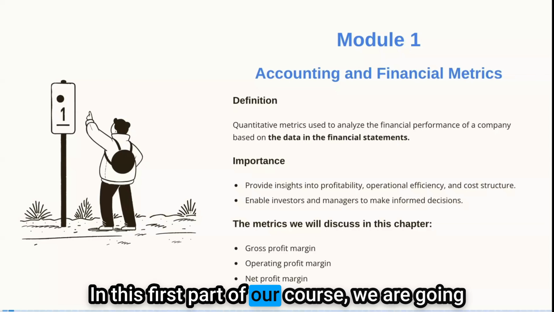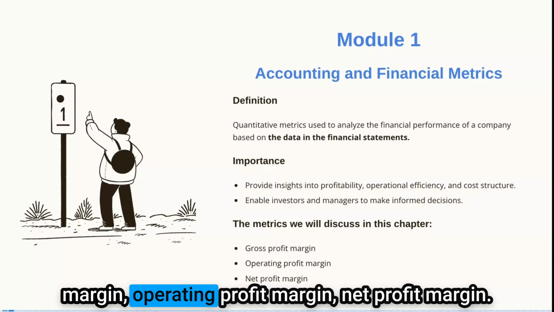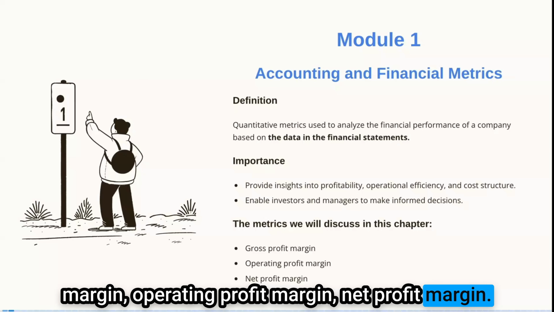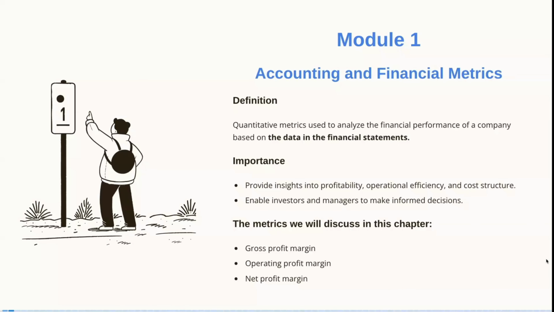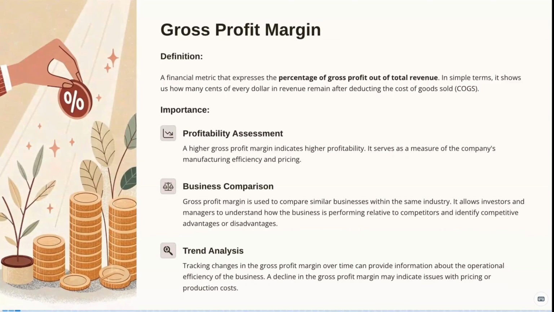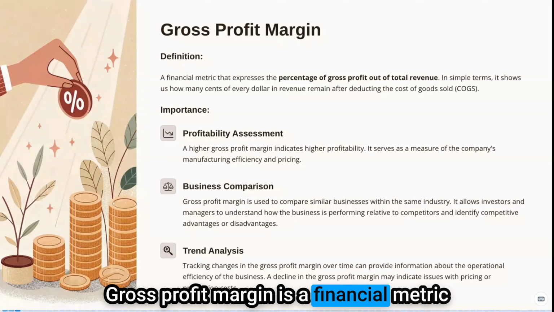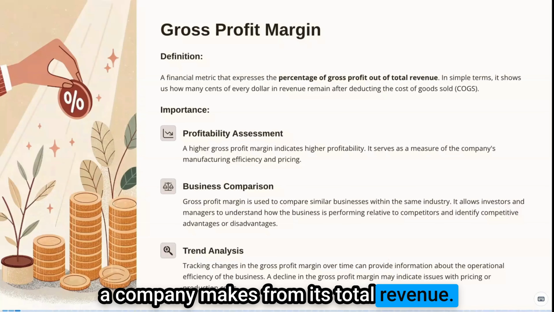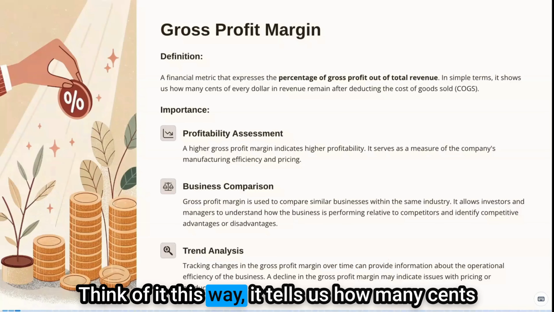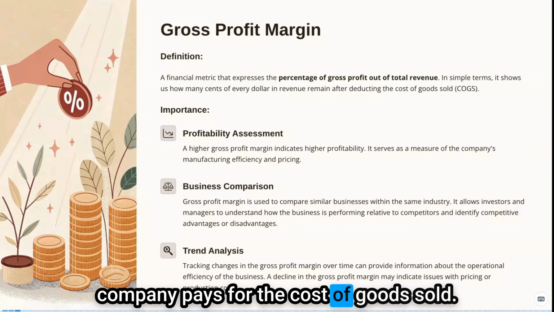In this first part of our course, we're going to talk about three main metrics: gross profit margin, operating profit margin, and net profit margin. Let's dive into the first one. Gross profit margin. What is gross profit margin? Gross profit margin is a financial metric that shows the percentage of gross profit a company makes from its total revenue. Think of it this way. It tells us how many cents of every dollar in revenue are left after the company pays for the cost of goods sold.